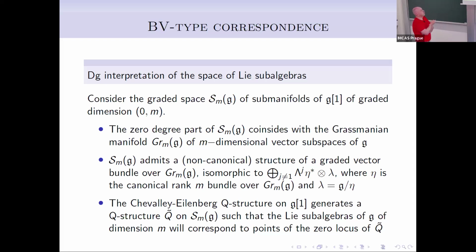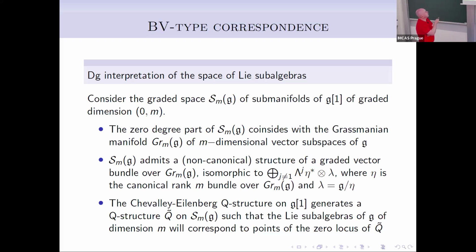In general, it's not. So I want to make it super. Actually it's a Grassmannian, but I don't want to have just degree 0 invariants. I look at the supermanifold, the super Grassmannian manifold, and the degree 0 part will correspond to the base, the bosonic part of this Grassmannian manifold. It admits a non-canonical structure of a graded vector bundle over G, which is isomorphic to that.